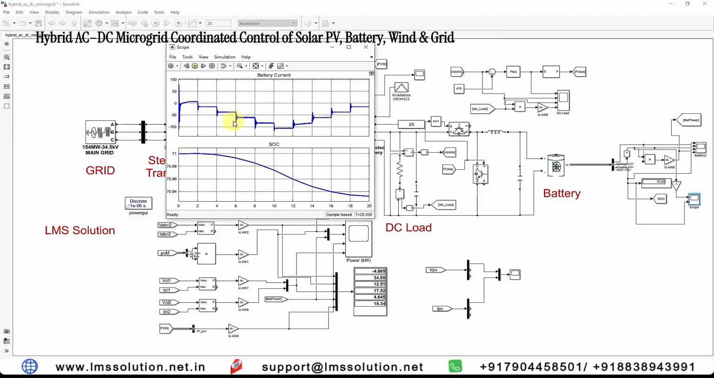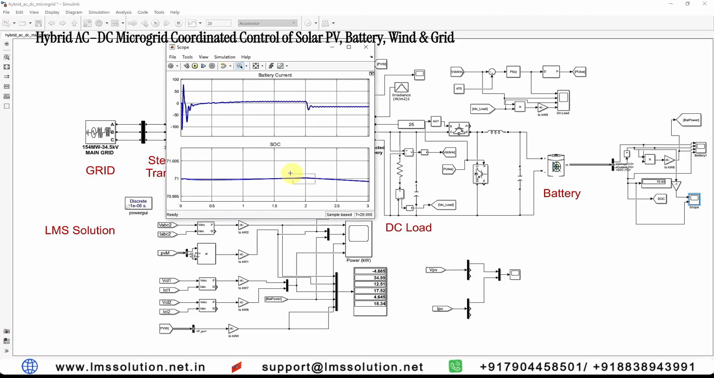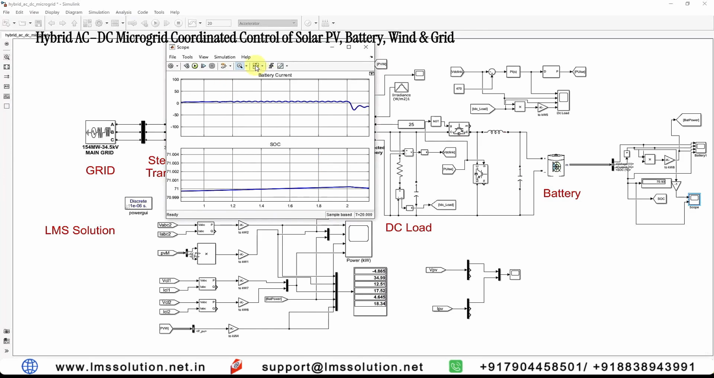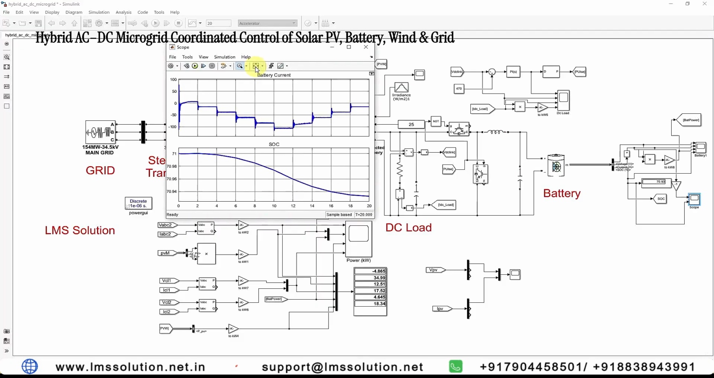Here you can see that initially the battery goes to some charging mode, but after 2 seconds the radiation changes to 1800 watts. Because of that, the battery tries to manage the power supply. It tries to supply the DC load as well as the AC load. That's why the SOC keeps on decreasing here. This is the variation of current, initially in charging mode, then after 2 seconds it goes to discharging mode, and then comes back to the charging mode according to the solar PV irradiation. It's the detail of battery current and SOC.